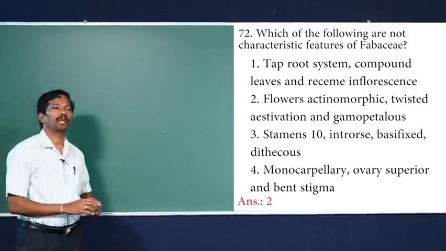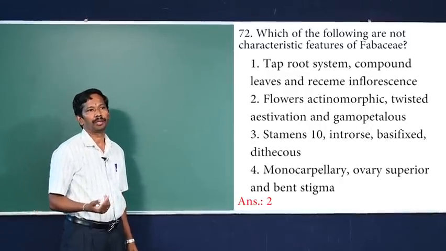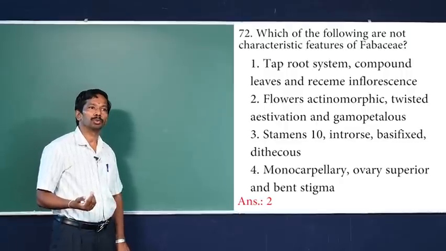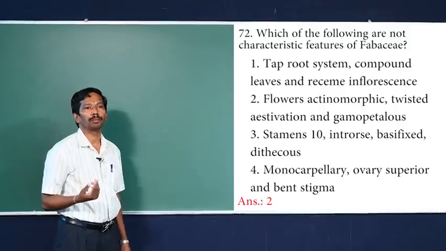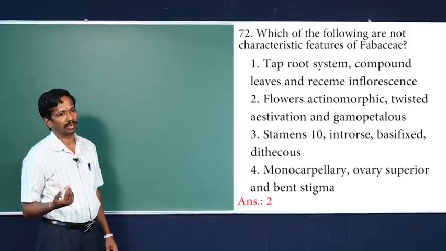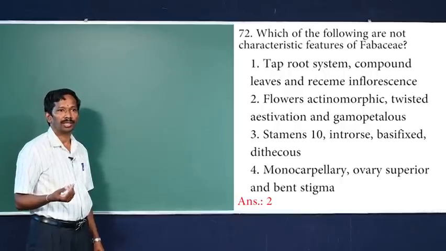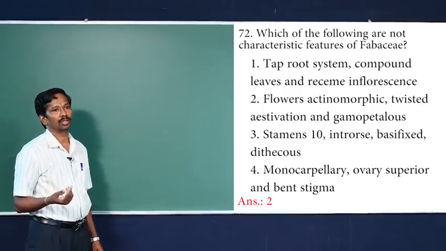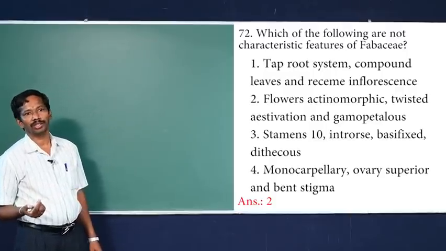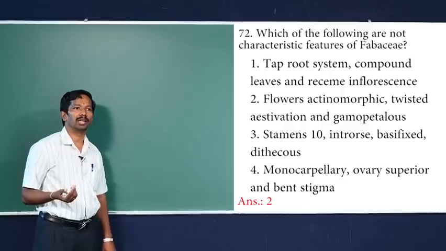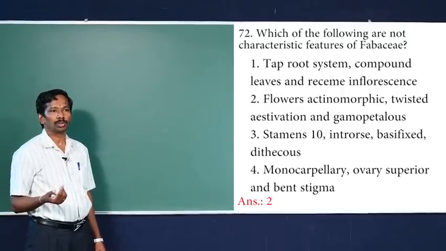Next, question 72. Which of the following are not characteristic features of Fabaceae? Fabaceae is a member of Dicot. So let us see the options. Option number 1: taproot system, compound leaves and raceme inflorescence. Yes, it is true. Flowers are actinomorphic, twisted aestivation and gamopetalous. That is wrong, because in Fabaceae papilionaceous corolla is present, which is not showing an actinomorphic condition. It should be zygomorphic. So the second statement is wrong, and the other 2 statements are correct.